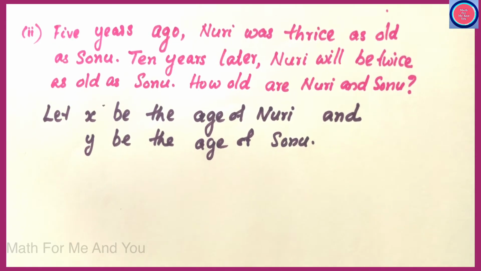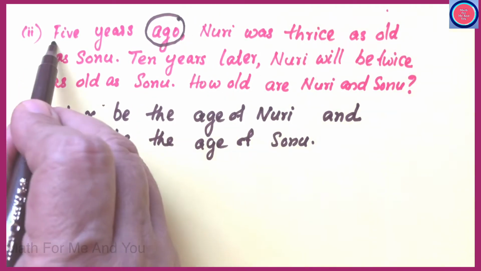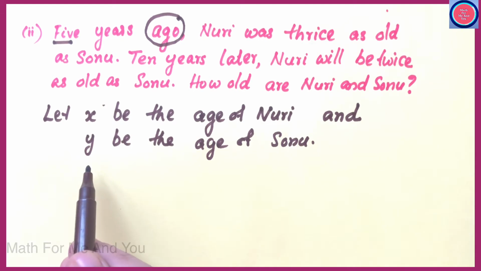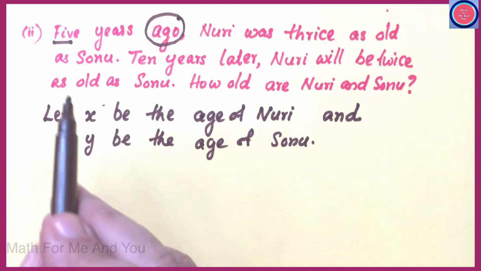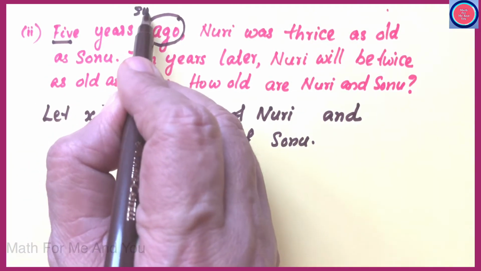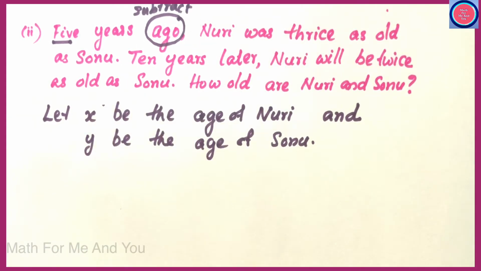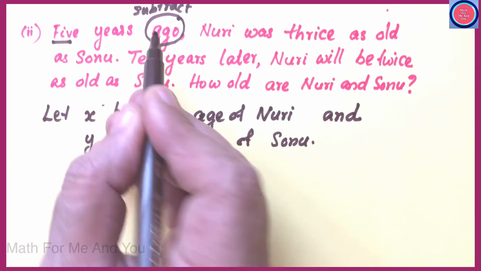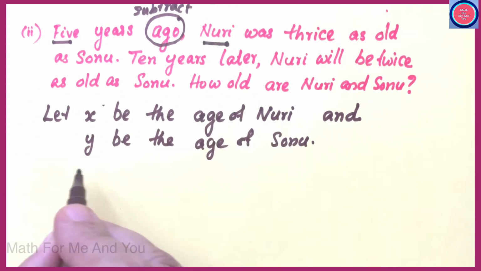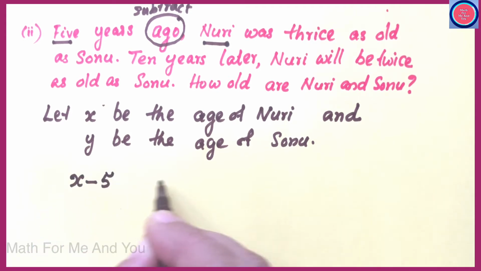See here it is given 5 years ago. Ago means something in the past, before. So if we get a question with ago like this, to write down the age, what we do is subtract that number. 5 years ago means we have to subtract 5. What is subtract? It is minus. If you are now 12 years old, 5 years back means 12 minus 5, 7 years. Same like that, Noori's age 5 years ago was x minus 5.